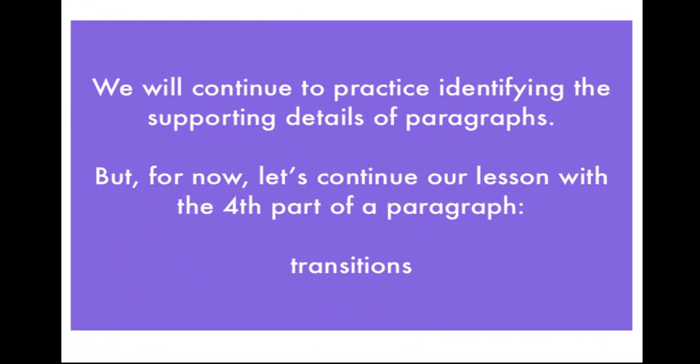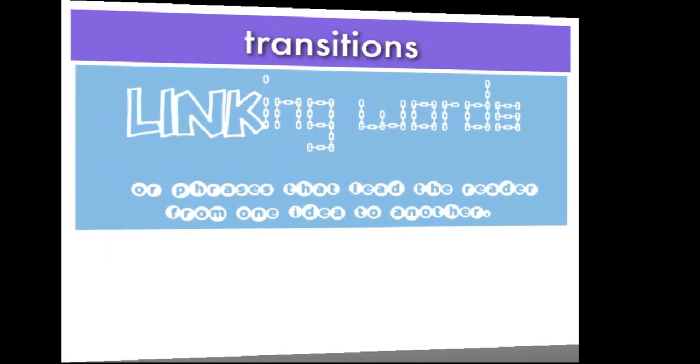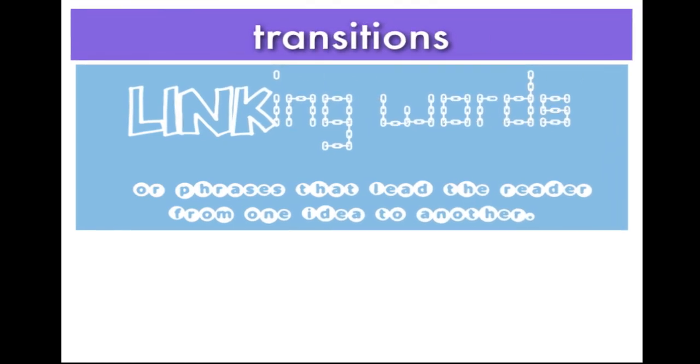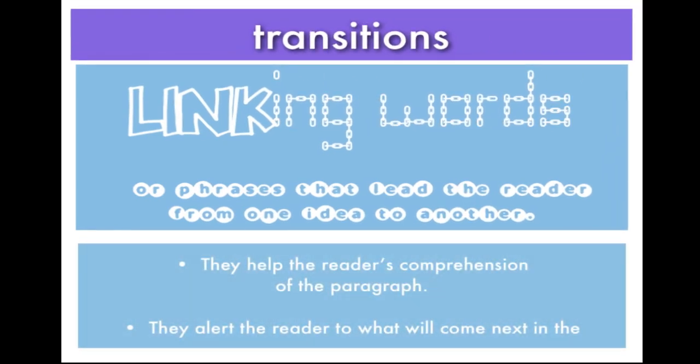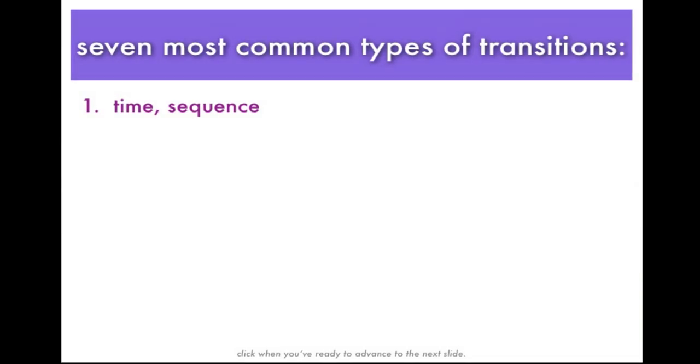Okay, we'll continue practicing supporting details, but we're going to continue on now with transitions. You're going to want to take notes on these. Transitions are linking words or phrases that lead the reader from one idea to another. Linking words. They help you know what's coming next. Here are the 7 most common types of transition words, and these will really help you in your writing as well.